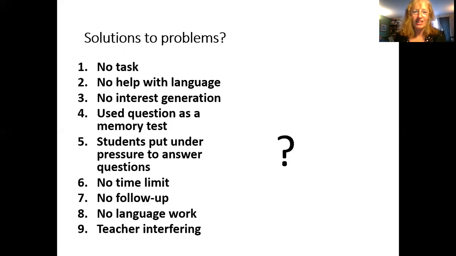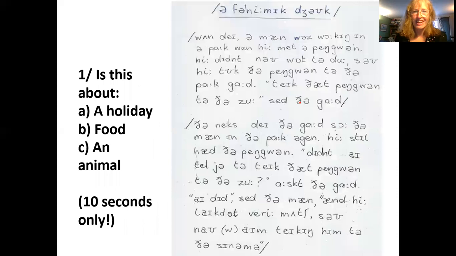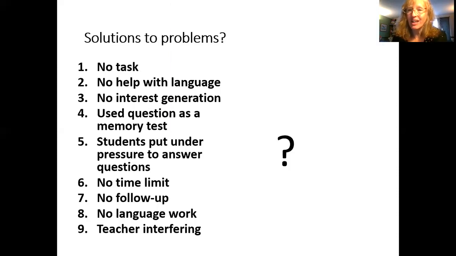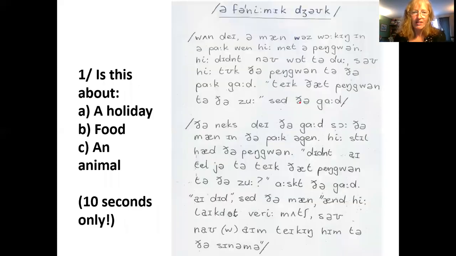Okay, so what solutions can we have for these problems? Pairs, can you talk about how you could do that lesson in a better way? Pause the screen now and discuss. Okay. Here, okay, so here we're going to do another lesson. Let's see if you predicted this differently. Okay, so this is lesson 2.